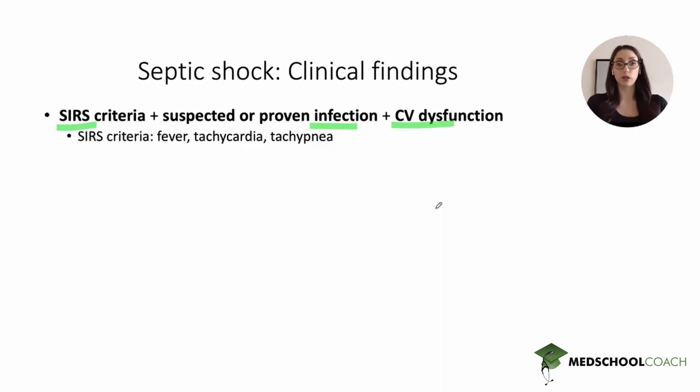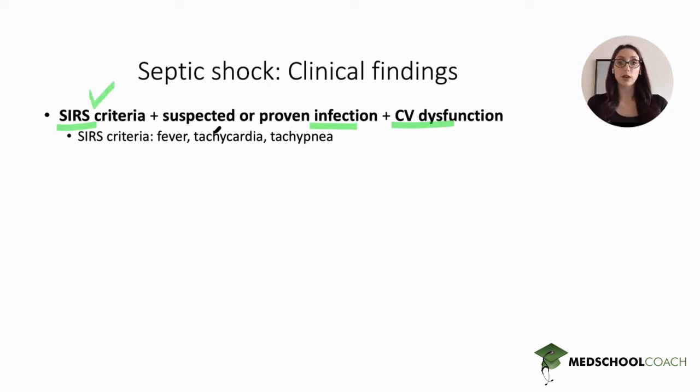So what are the SIRS criteria? Well, there are fever, tachycardia, tachypnea, and leukocytosis. In this question, we didn't have a white blood cell count, so we can't really speak to that. But he already meets more than 2 out of the 4 criteria, which is what you need. He has fever, tachycardia, and tachypnea. So he meets SIRS criteria.